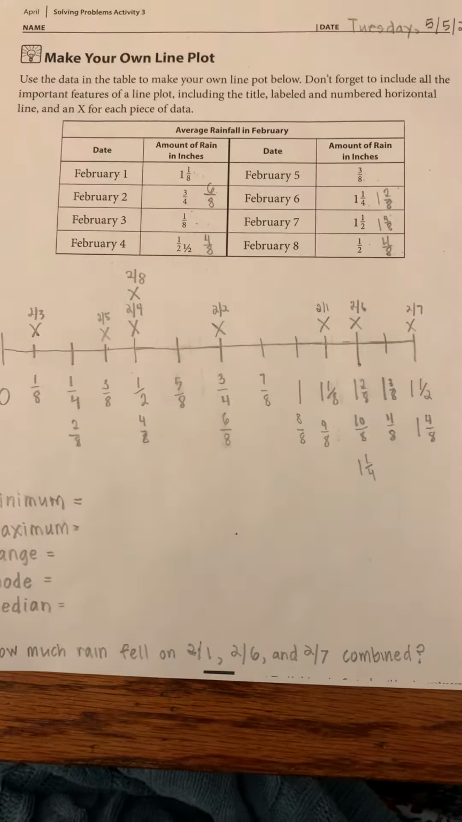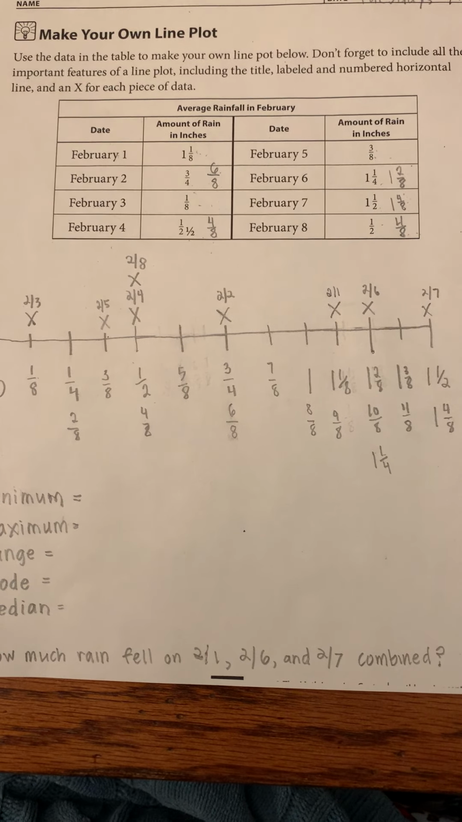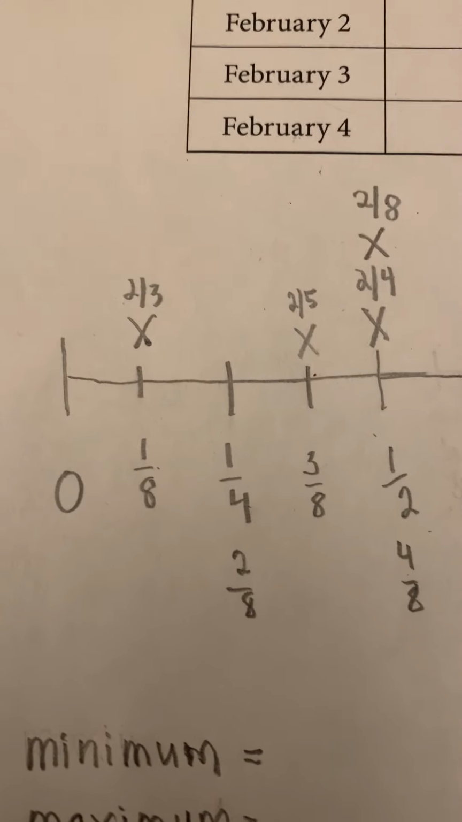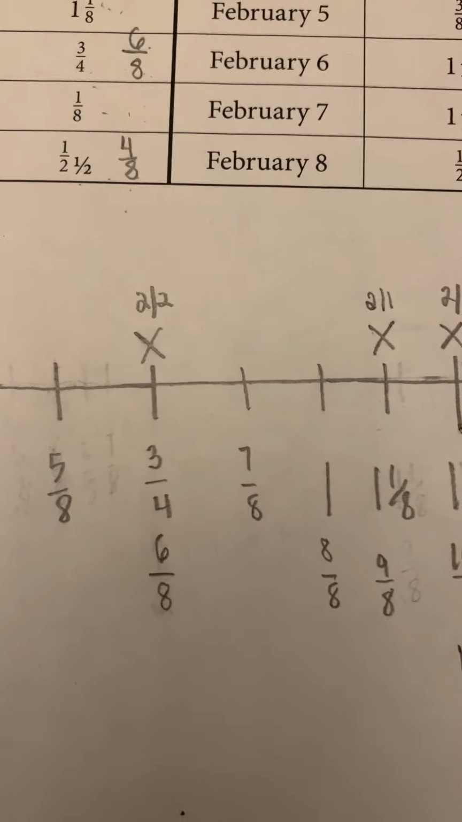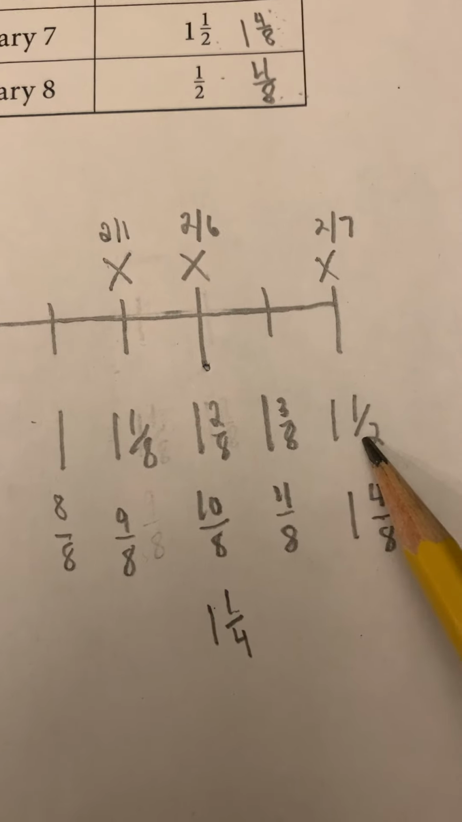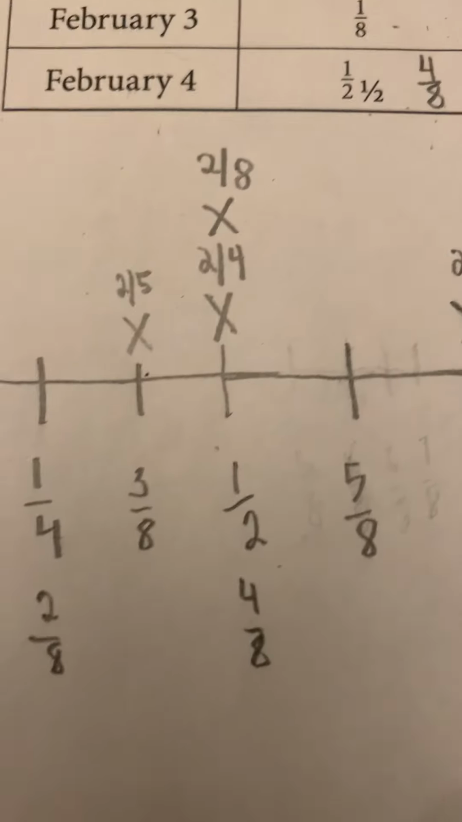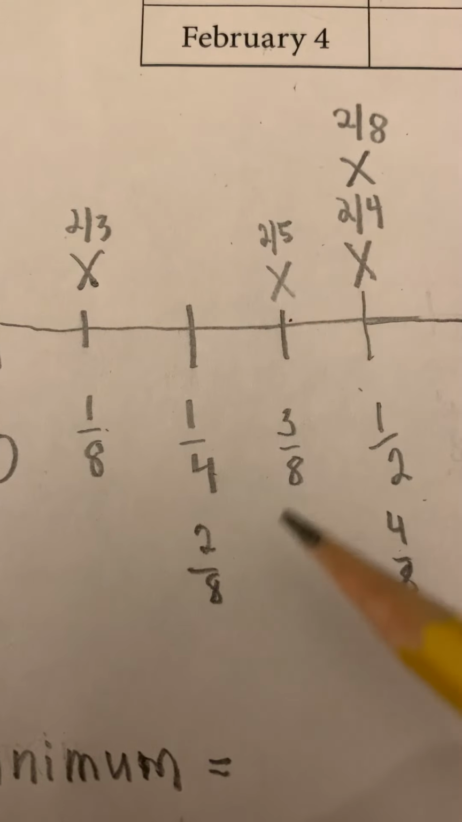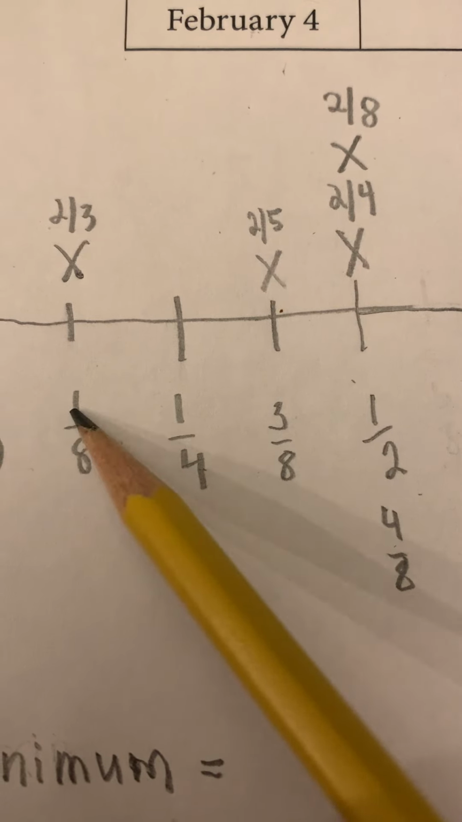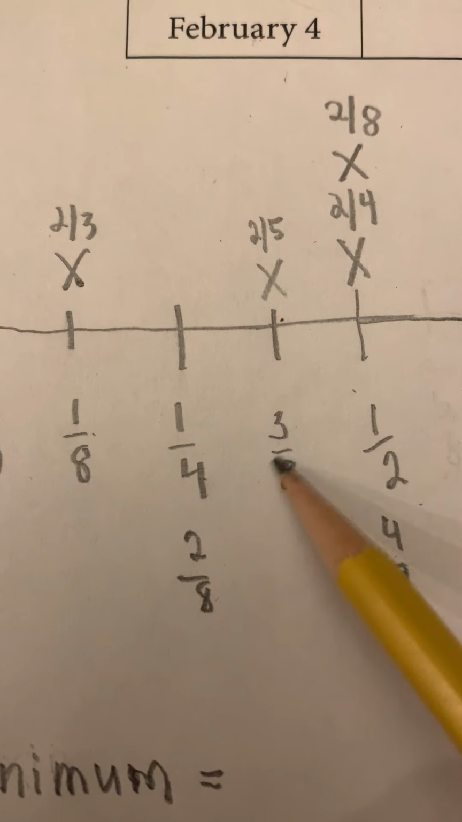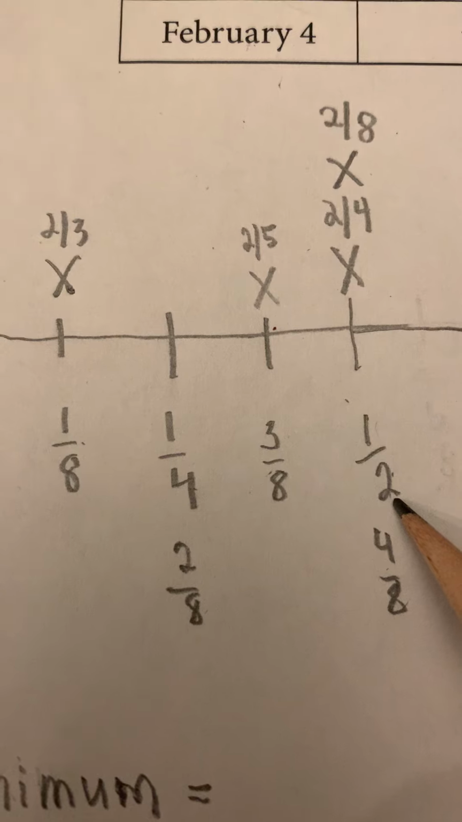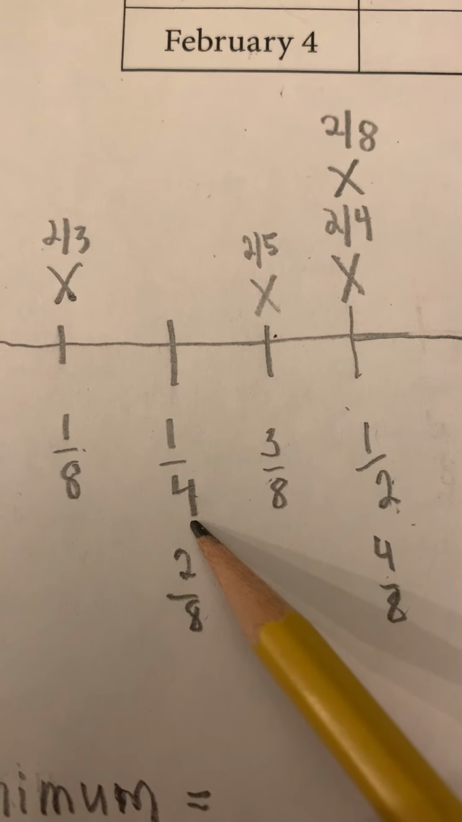Then I made a number line. And when I made this number line, I went into sections. Here's half, and then here's another half to 1, and then another half to 1.5. So let's just look at this first part right here. If I was counting to half, 1/8, 2/8, 3/8, 4/8. And I know an equivalent fraction there is 1/2. And I know an equivalent fraction there is 1/4.